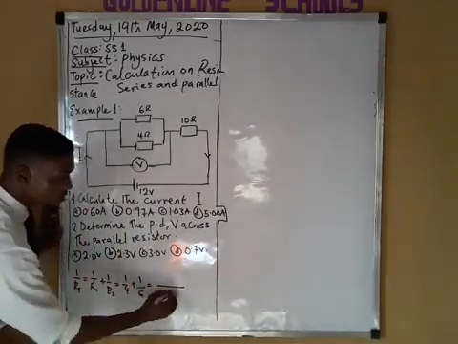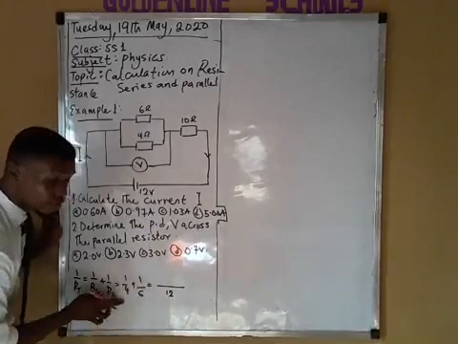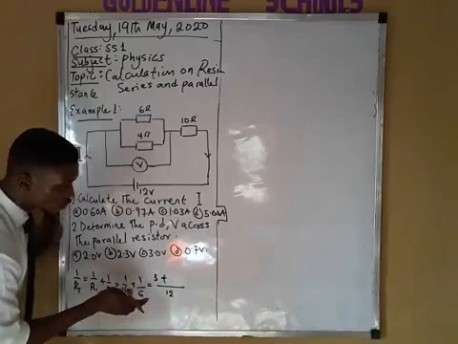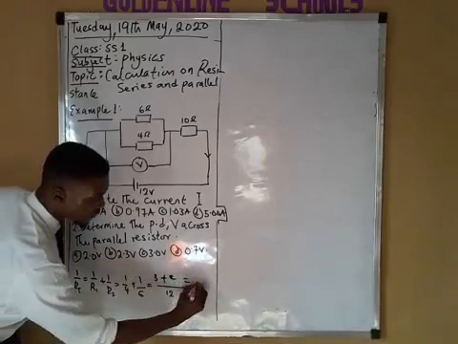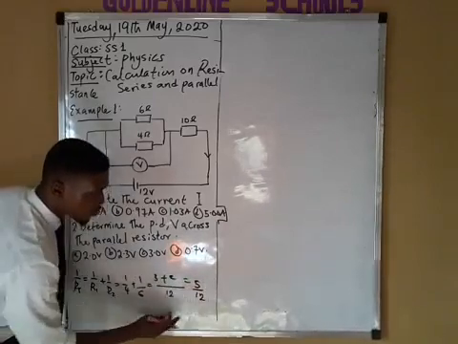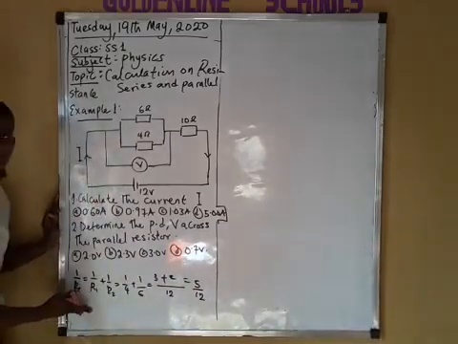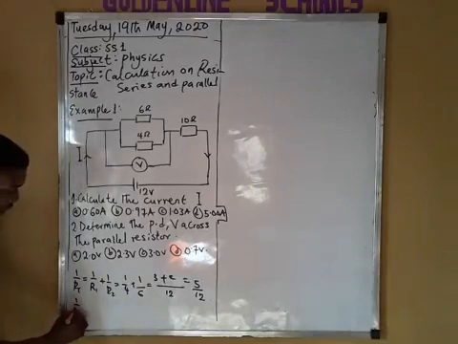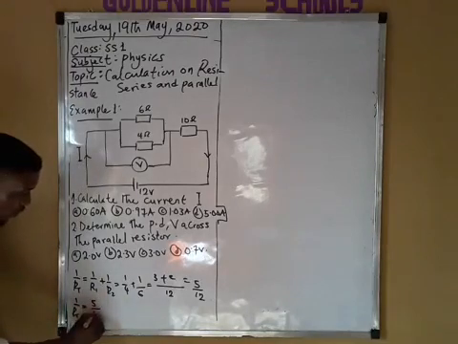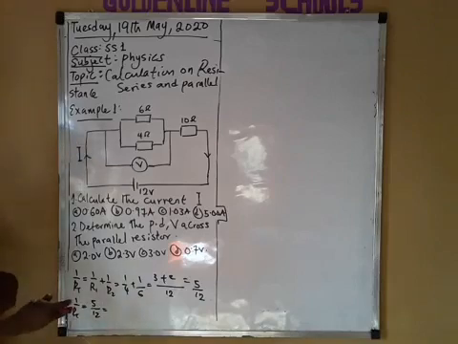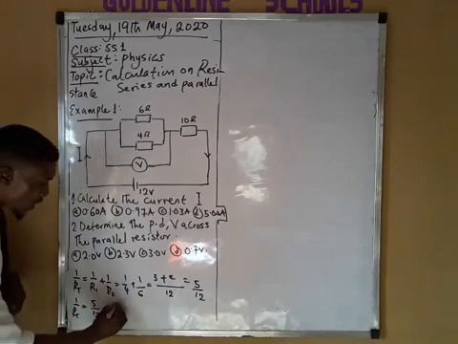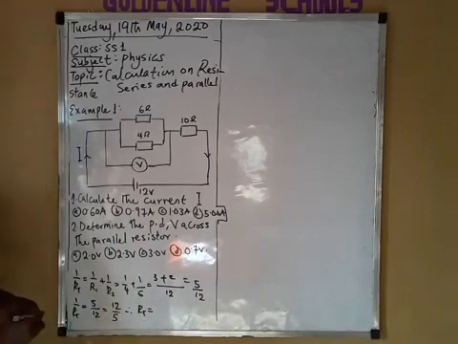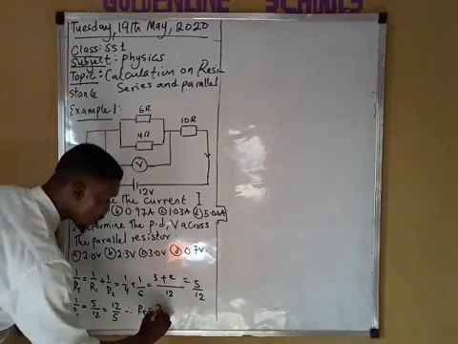You find the LCM of 4 and 6, that will give you 12. Now 12 going into 4 will give you 3, and 3 times 1 is 3, plus 12 going into 6 will give you 2, and 2 times 1 will give you 2, so that you have 5 over 12. Remember, for resistors in parallel, you don't leave your answers like this. Now you do the inverse. So 1 over R_T equals 5 over 12, and the inverse of 5 over 12 is 12 over 5. So therefore, R_T is equal to 12 over 5, which if you divide, will give you 2.4.